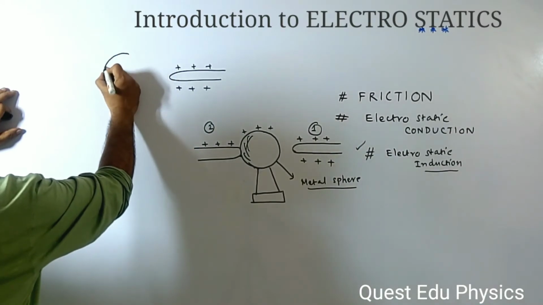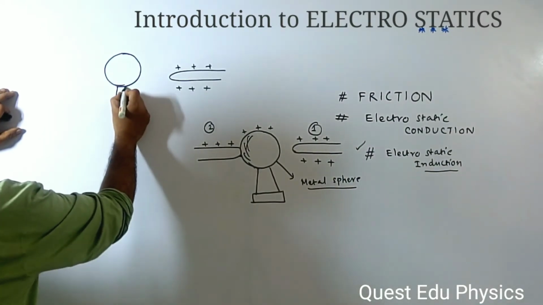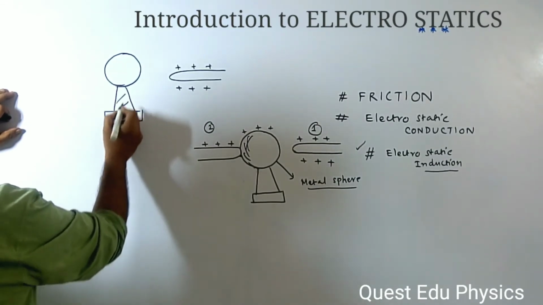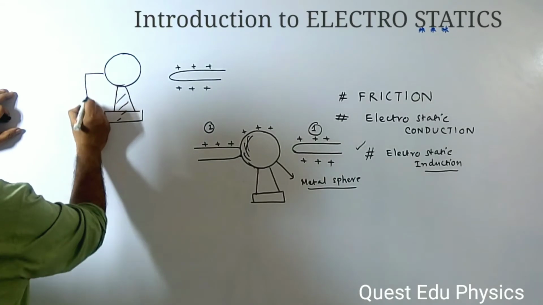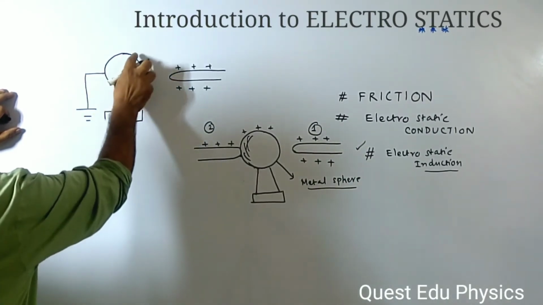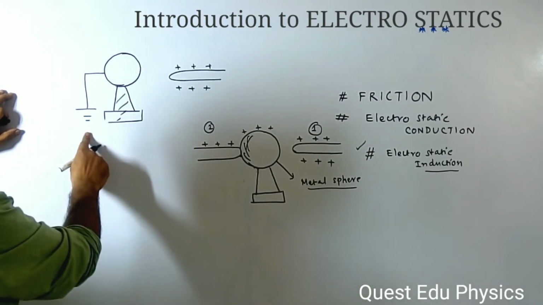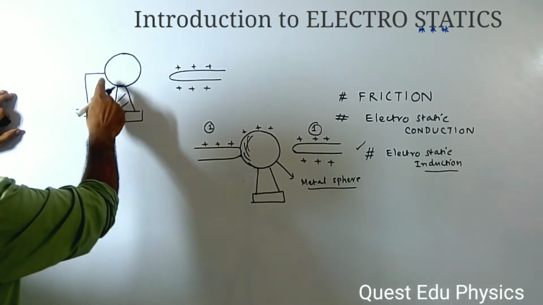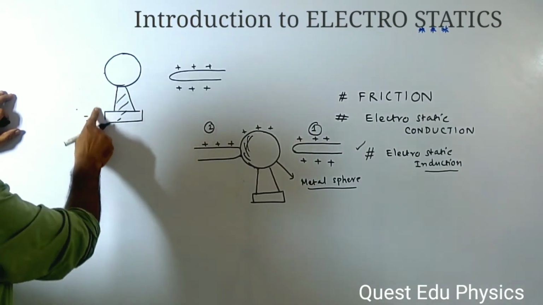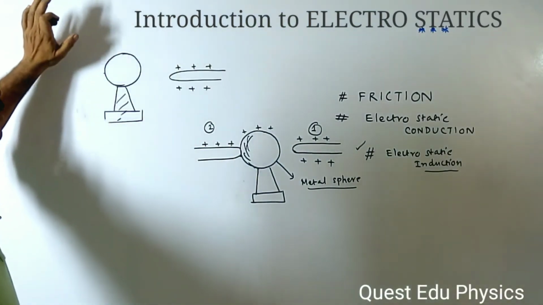Then I took a metal sphere and kept it on an insulated base, and I connected it to earth. Here, if it has any excess charge right now, the charge will be thrown to the earth. Then it becomes electrically neutral, students. It is an electrically neutral body; it doesn't have any free charges.